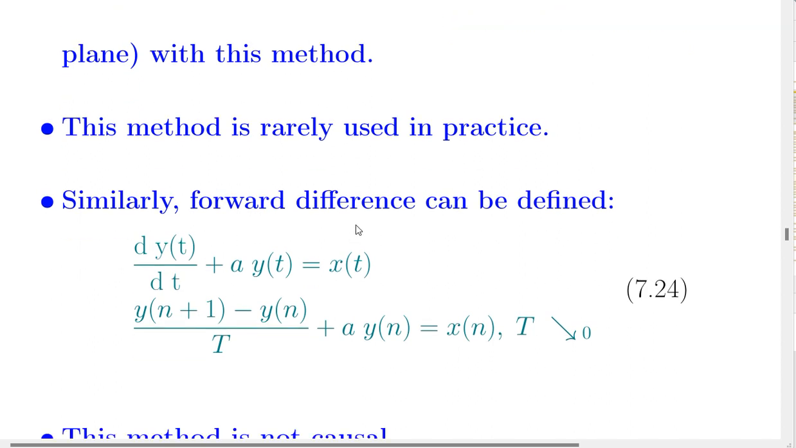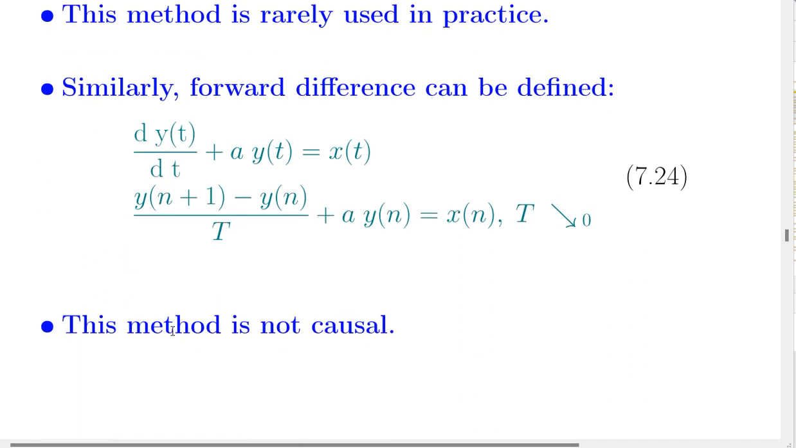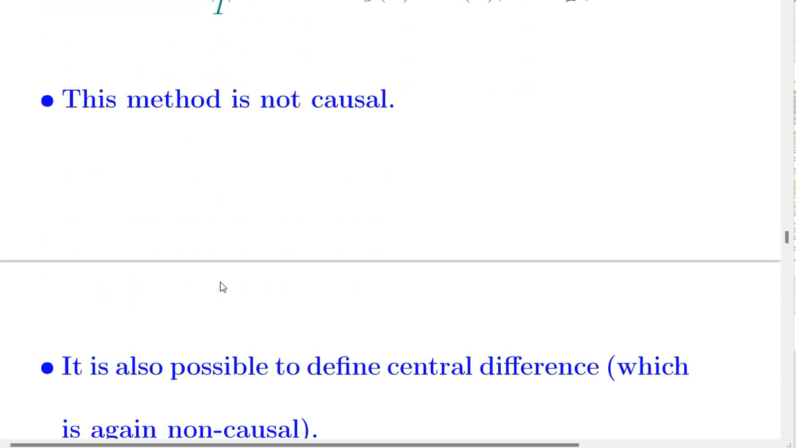Similarly, you may have forward difference. What does it mean? Again, a similar differential equation, this time having y of n plus 1 minus y of n over T, instead of writing y of n minus y of n minus 1. This time we are looking at forward difference. The previous one was backward difference. This one is forward difference. This method is not causal, of course.